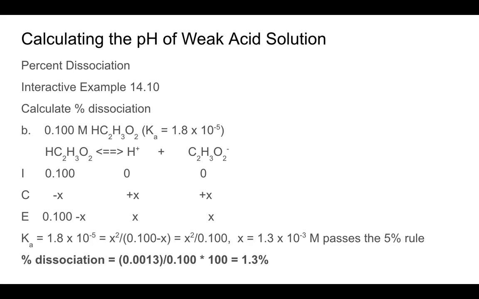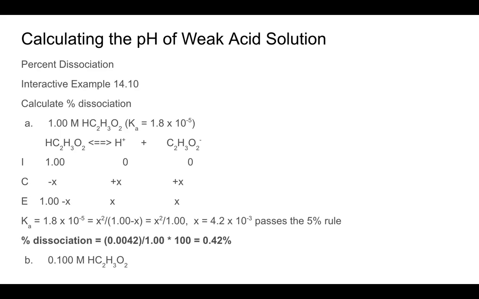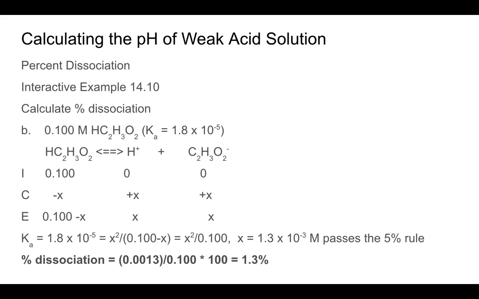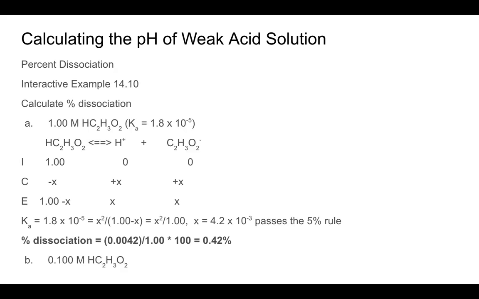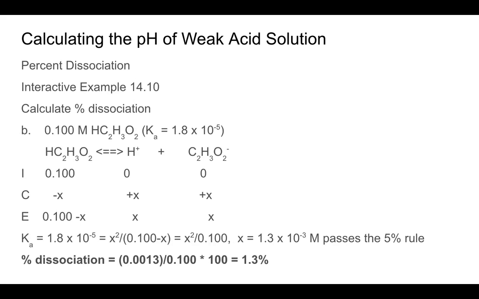Now that does pass the 5% rule, but this 1.3% is greater than the 0.42% that we saw in the previous solution. So the 1/10 molar acetic acid is more dissociated than the 1 molar acetic acid, at least in terms of percent dissociation. It does have a lower molarity. 1.3 times 10 to the minus 3 molar H plus is less than 4.2 times 10 to the minus 3. So we have less H plus in the diluted solution, but we have a higher percent dissociation.